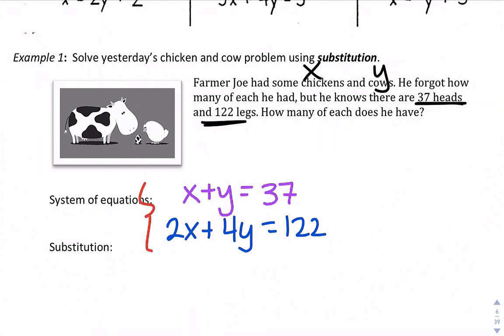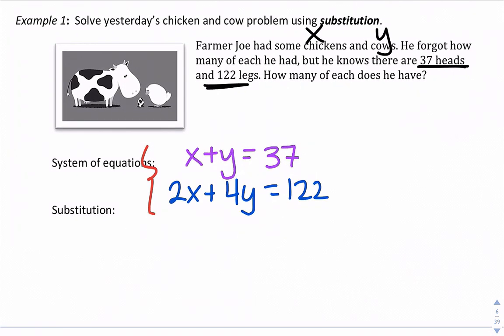Yesterday we solved by graphing. We got y by itself, and we graphed and found the point of intersection. But for substitution, we're going to get a letter by itself first. We know how to get y by itself. We've done that a lot. Let's get x by itself. It doesn't actually matter, but let's get x by itself. We'll subtract y from each side, and we'll get x equals 37 minus y. Okay, so there's the first step, get a letter by itself.